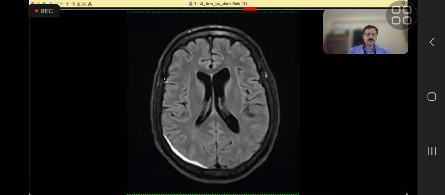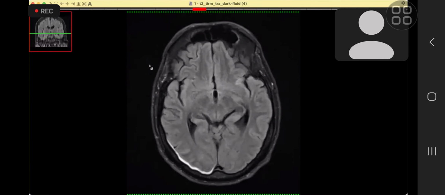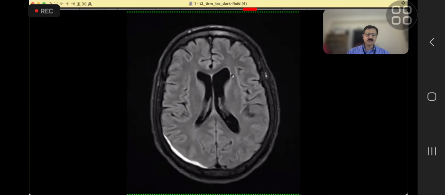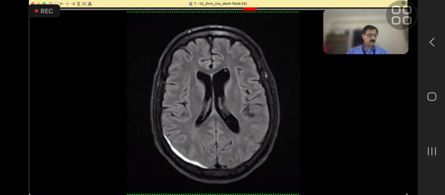So this is a FLAIR sequence. Over to you. Patient has got GCS 7. Over to you. Yes, can I... previously, MR was not requested, it is not available. Can you request? Yeah, please request. Okay, I have requested. Yes, I have approved.